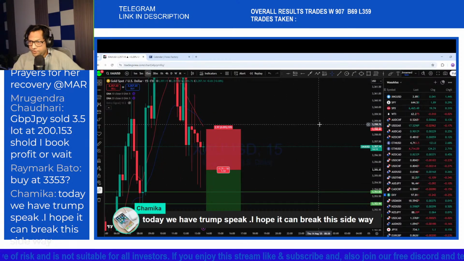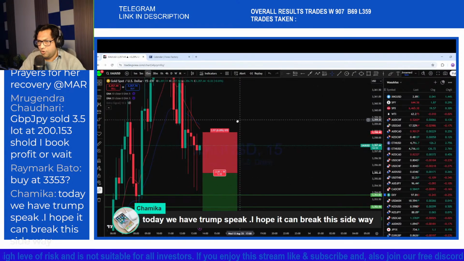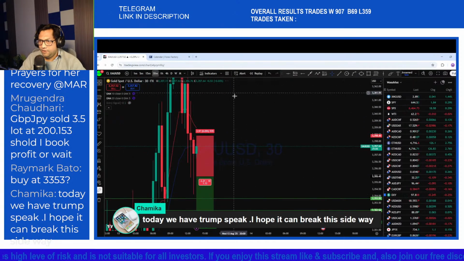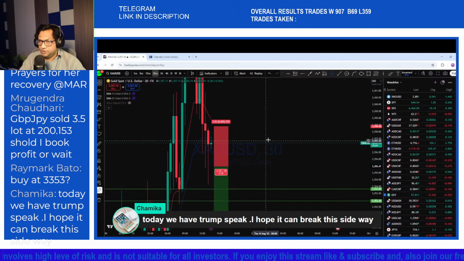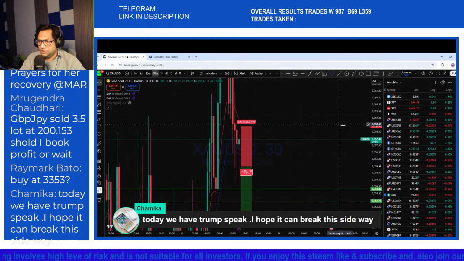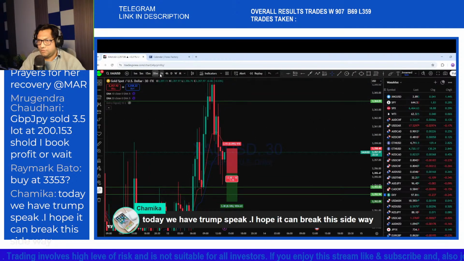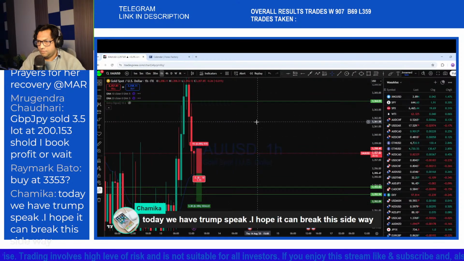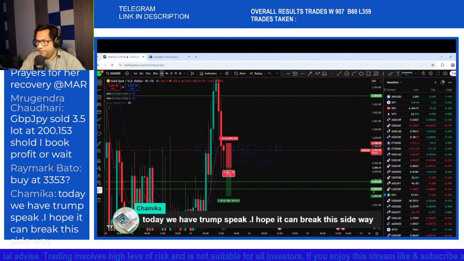I'd like to see if this market is heading for another drop or going back again for another bounce back to the upside here. This is a very narrow zone that we can see, still in a very narrow area.